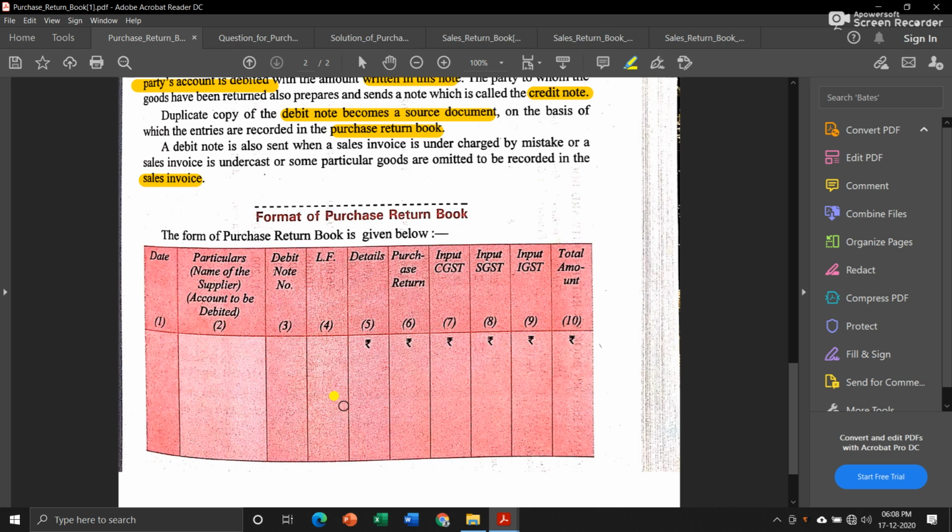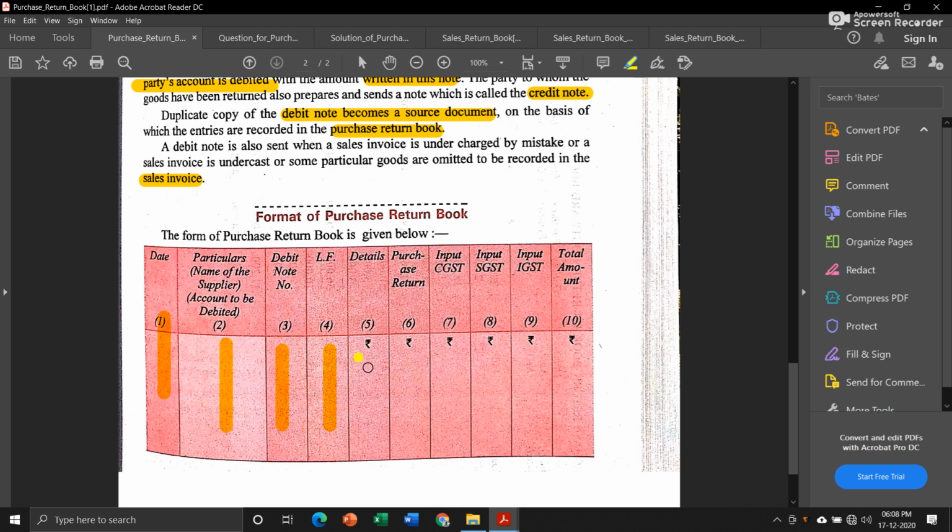Now let us see the format of purchase return book. In the first column we will have date. Then particulars, where we will write the name of our supplier whose account we are going to debit. Then debit note number. We discussed that each debit note is serially numbered, so the number of the debit note will be written in column number 3.